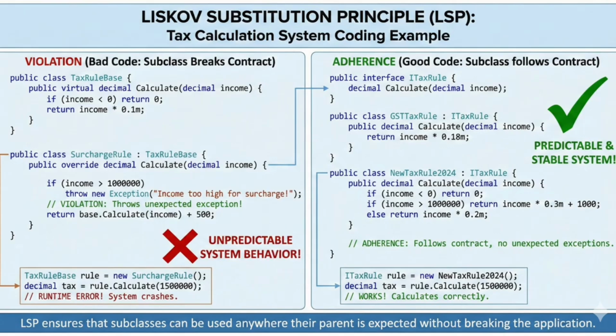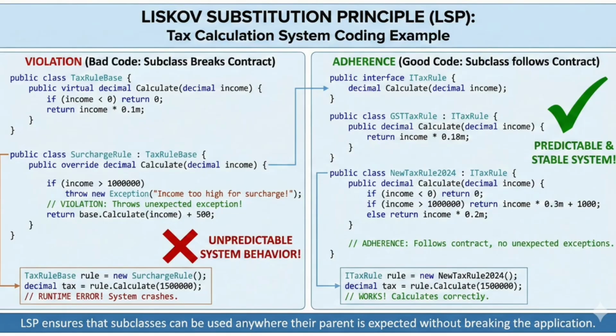But then we create a subclass called SurchargeRule, and instead of behaving like the parent class, it completely changes the behavior. If income is greater than 10 lakh, it throws an exception saying, "Income too high for surcharge." So when the client writes TaxRuleBase rule = new SurchargeRule(); rule.calculate(15000), the application crashes at runtime. This is unpredictable system behavior, because the parent class never promised such an exception. The subclass broke the contract, so it violates the Liskov substitution principle.